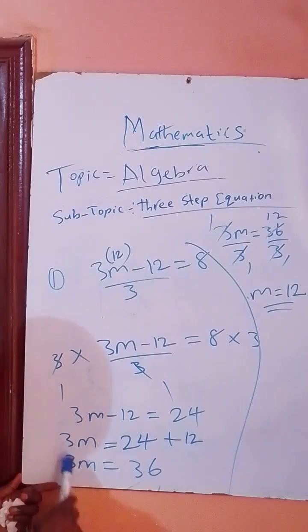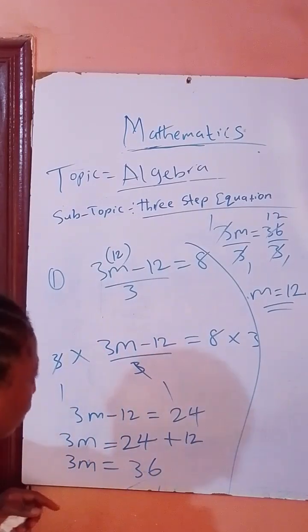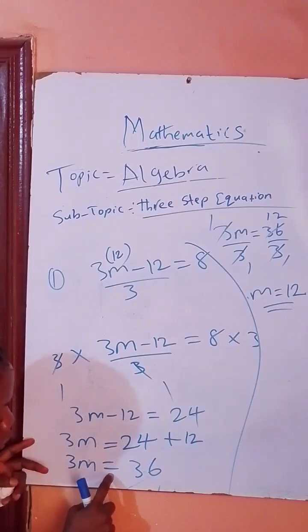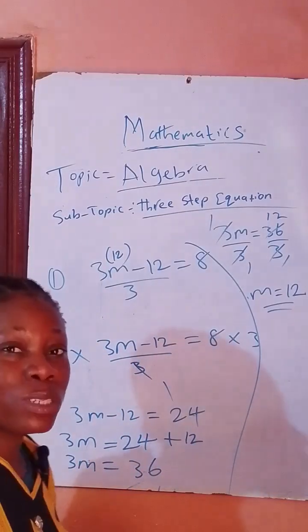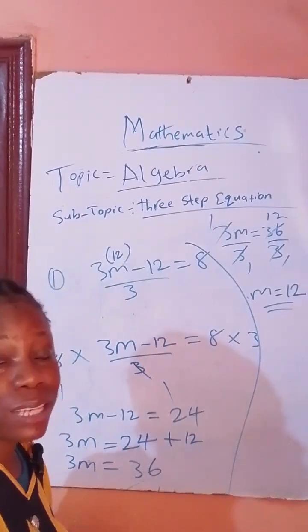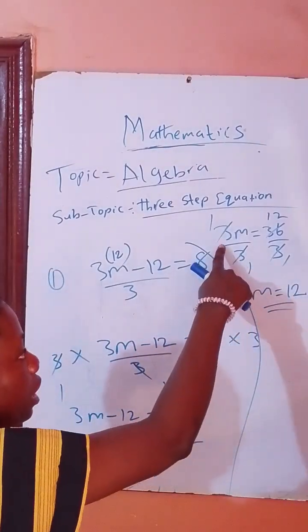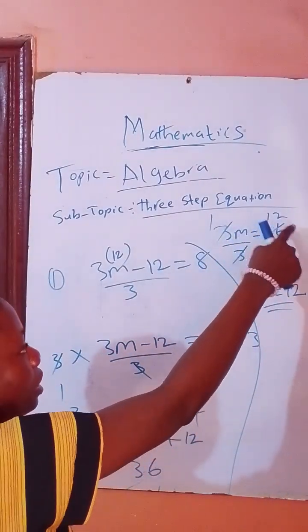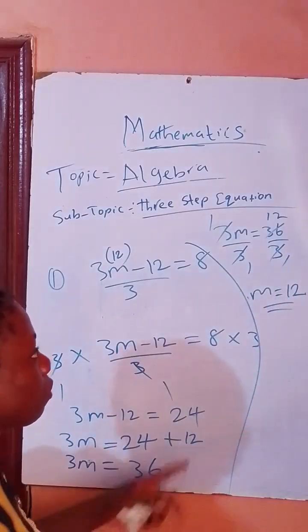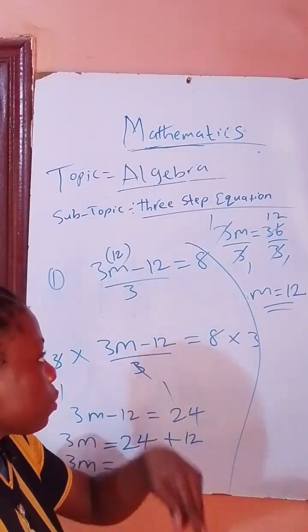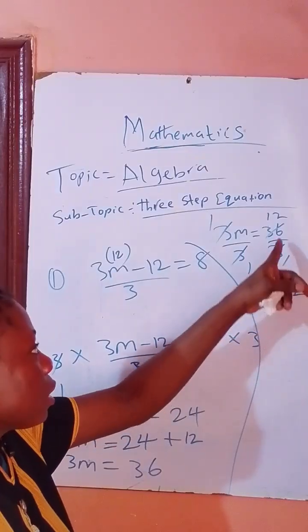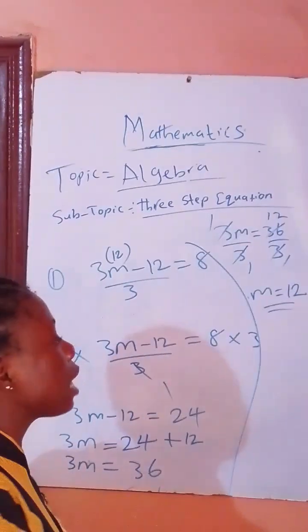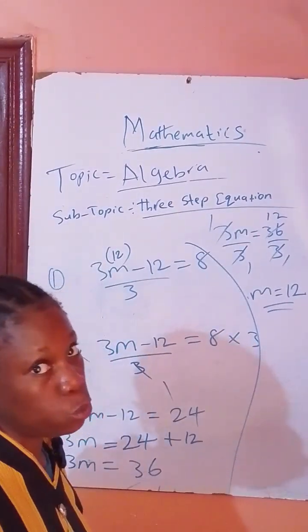Bring down your 3m. Then we have 3m equals 36. The next thing we are going to do, so that this m will stand alone, is to divide both sides by 3, which we did before. 3m over 3 equals 36 over 3. 3 divided by itself is 1. 3 here is 1, 3 here 1. 3 in 36 is 12. That means our m is 12.